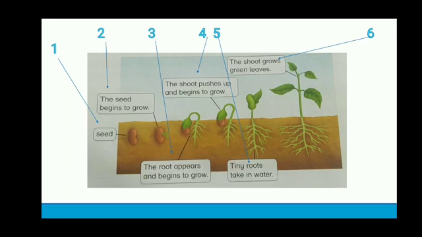In step number 5, we can see that the tiny roots take in water and the plant is growing up above the ground. In the sixth and the final step, we can see that the shoot grows green leaves. So class, this is the whole process of a plant from a seed to a proper plant. And this process is called germination.